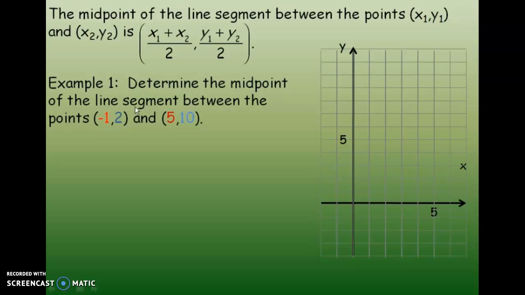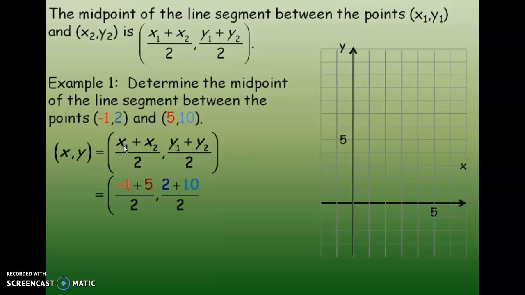Determine the midpoint of the line segment between negative 1, 2 and 5, 10. So we'll start with the formula. The midpoint x comma y is equal to the same formula up here. Now, the x1 plus x2 means adding the two x coordinates, negative 1 and 5. So negative 1 plus 5, divided by 2, comma. And for the y1 plus y2, that would be 2 and 10 added, divided by 2.